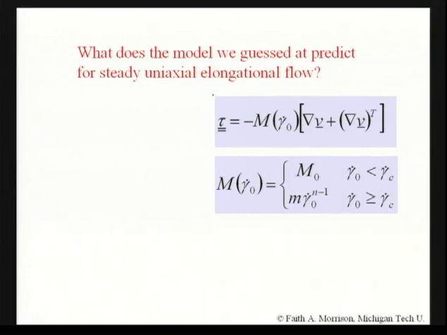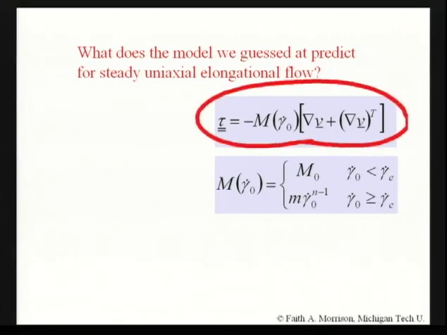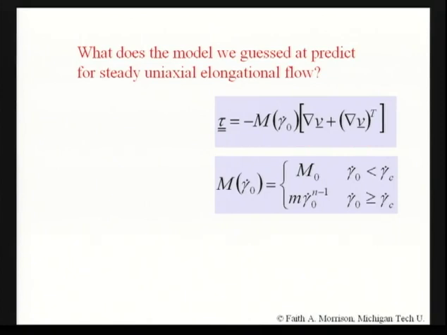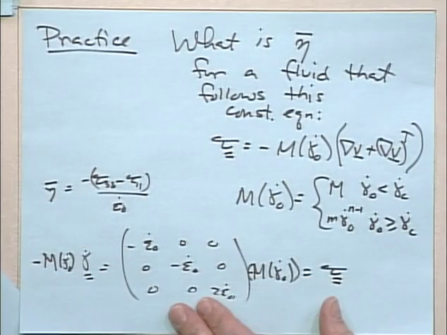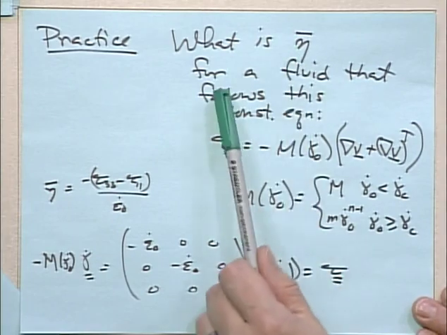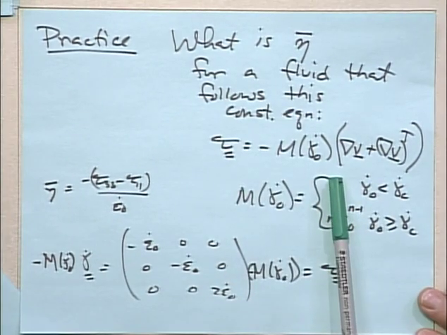And then we started on this. I'm trying to remember how far we got on this. We started on this problem, which is how to calculate eta bar, the steady elongational material function, for our little FACO constitutive equation. And this leads to a contradiction, and that leads us on to the next part of the course. So we did this. What is eta bar for a fluid that follows this FACO constitutive equation?